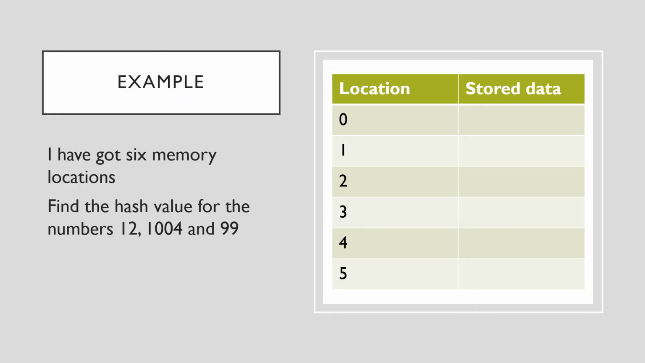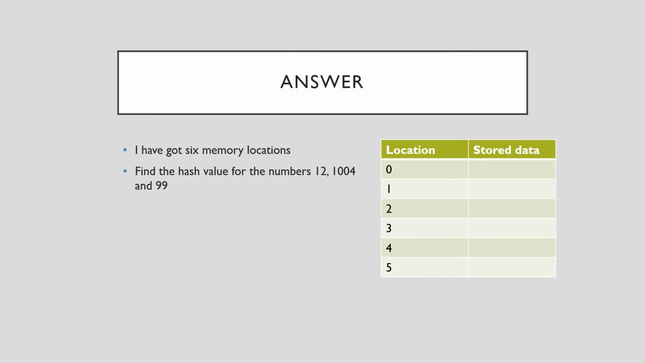Here I've got 6 memory locations. Of course, in real life, I'd always have far more than that. 6 memory locations. Find the hash value for the numbers 12, 1004 and 99. So let's see how that would work. First of all, let's take the number 12. 12 divided by 6 is 2 remainder 0, so we store this data in location 0. 1004 divided by 6 is 167 remainder 2.